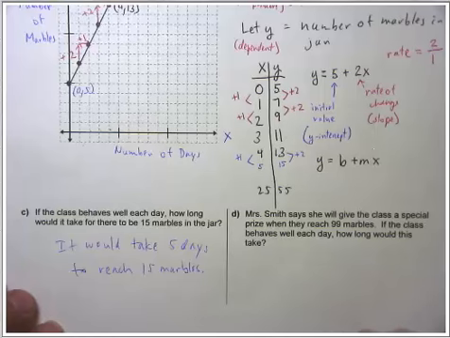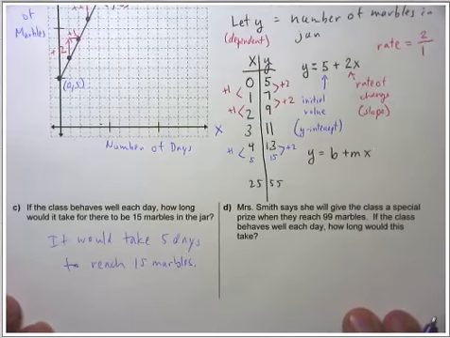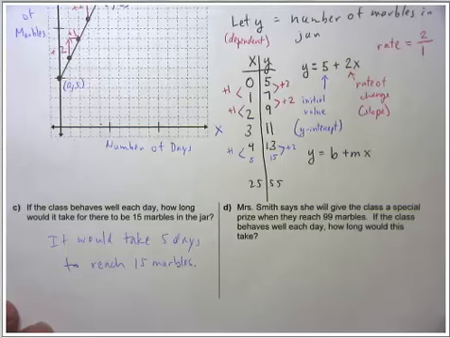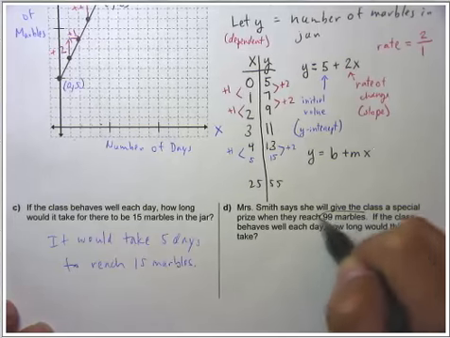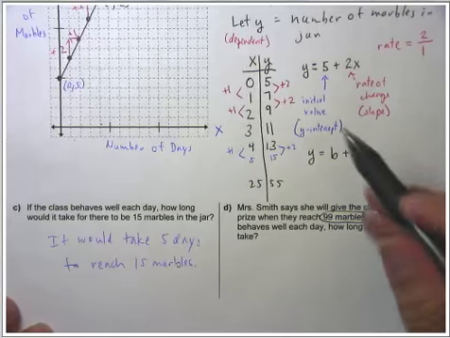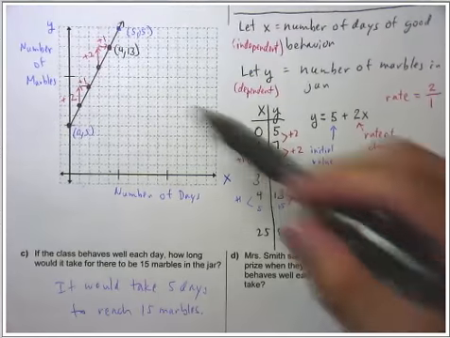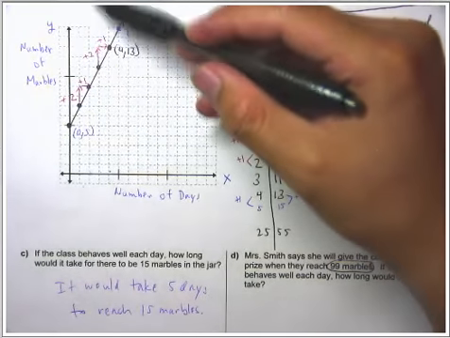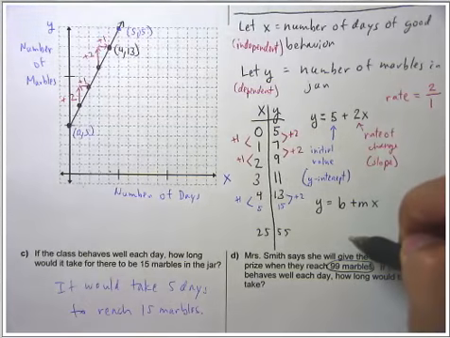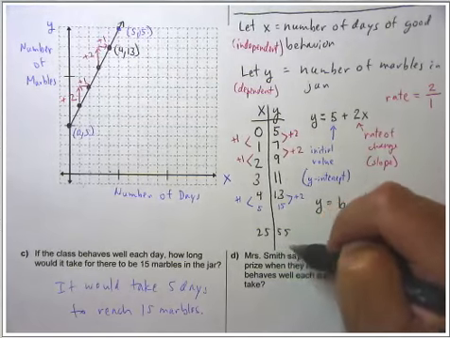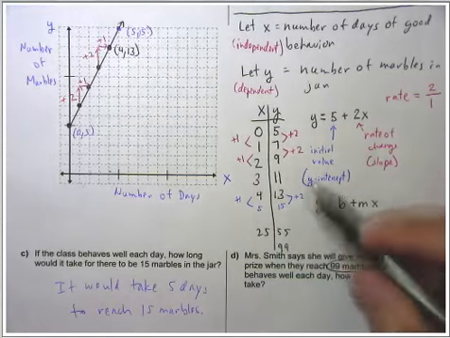All right, last question. Mrs. Smith says she will give the class a special prize when they reach 99 marbles. If the class behaves well each day, how long would this take? How long would it take to reach 99 marbles? Well, we could do that with the graph, but we'd have to make our graph bigger because we don't go up to 99 here. We could do it with the t-chart, but it would take quite a long time to get to 99 marbles.